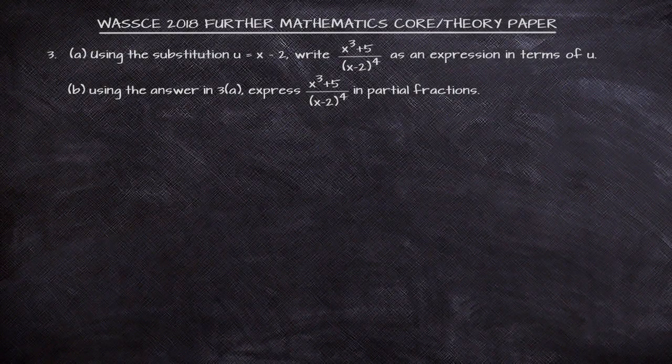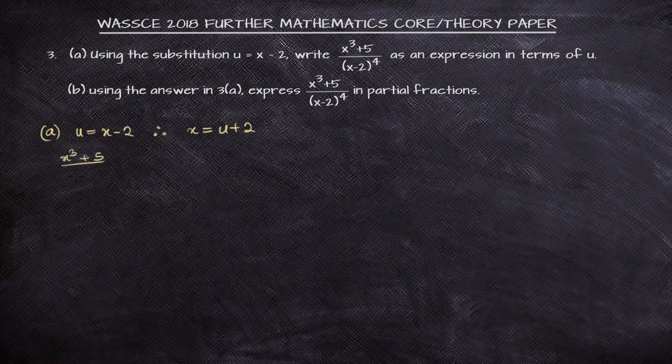Now, question number 3 from our further maths WAEC 2018 past question. We are asked to use the substitution u is equal to x minus 2, and we are to rewrite this expression in terms of u. Now, from there we can say u is equal to x minus 2. That means x is equal to u plus 2.